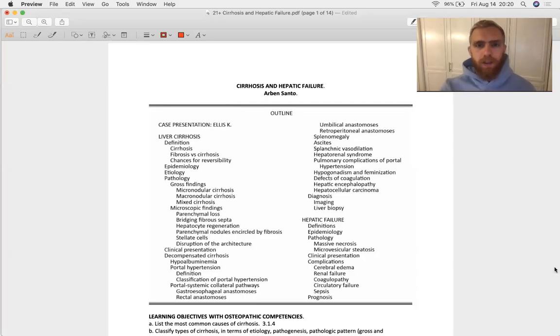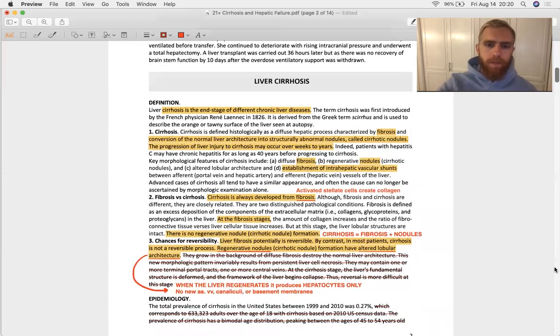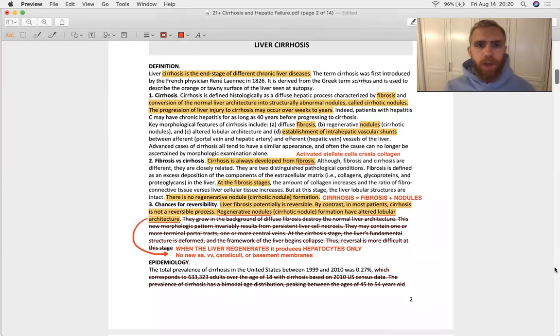Hello. Let's speak about this SDL titled Cirrhosis and Hepatic Failure. Cirrhosis is the end stage or terminus of many different chronic liver diseases. It's essentially organ failure. Cirrhosis is a fibrosis of the liver, but it's not just that. It's fibrosis plus the appearance of these things called regenerative nodules.